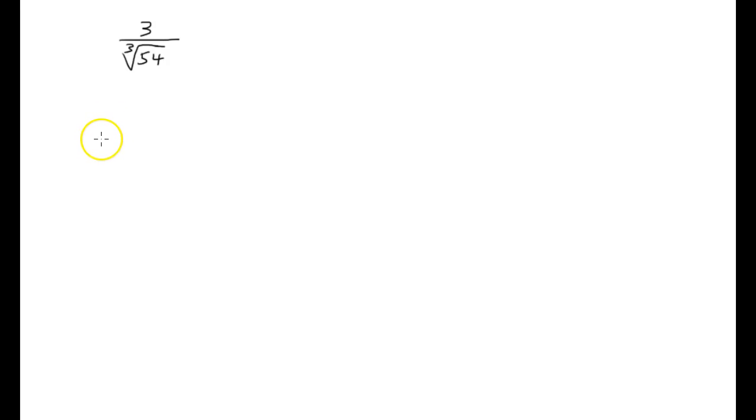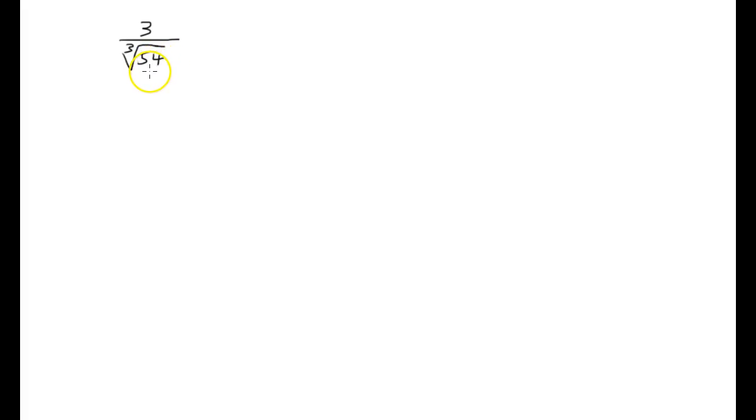In this video, we'll be simplifying this expression. We have 3 over the cube root of 54. And to simplify this, it's just standard algebraic practice to get rid of the radical sign in the denominator.